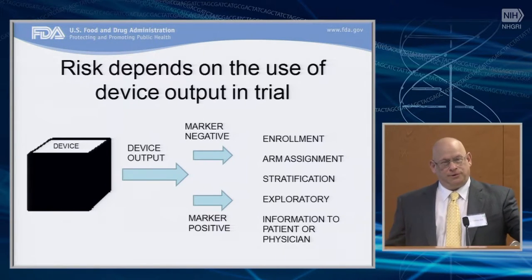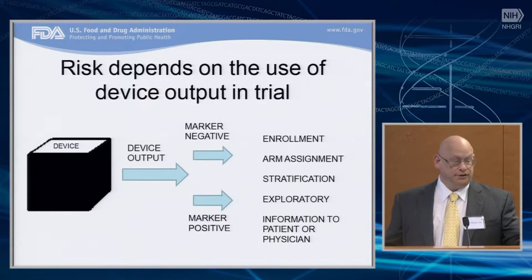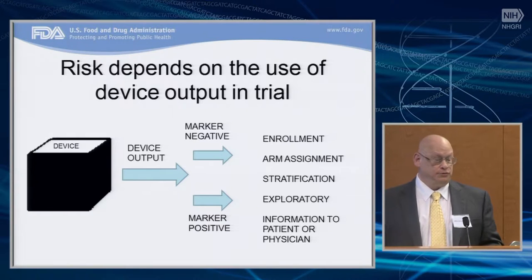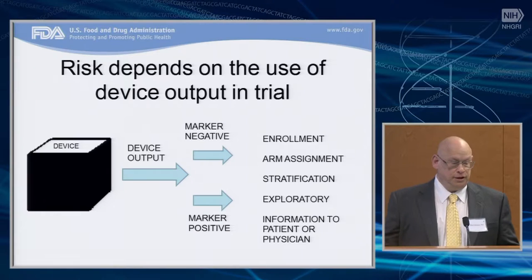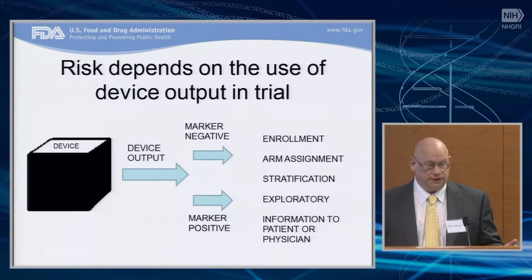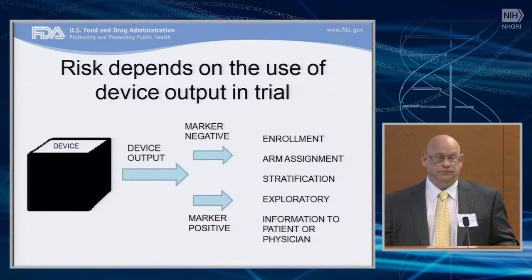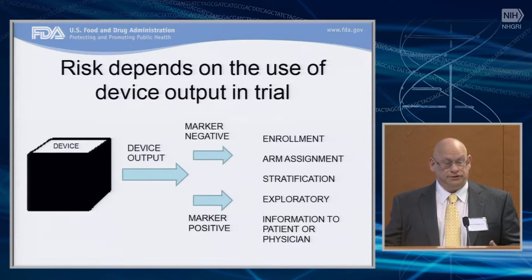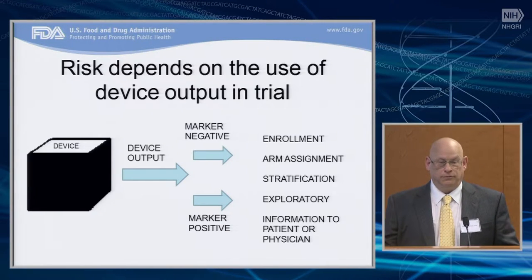But, you know, it's a black box because the truth is we don't really look much at the details of the device in this risk determination. We look at the device output and how the information is being used. So very simply, a device will give you, say, a marker negative or a marker positive result. If that result is used for enrollment or arm assignment or stratification or other purposes, that will determine the level of risk and whether the study is significant or non-significant risk.